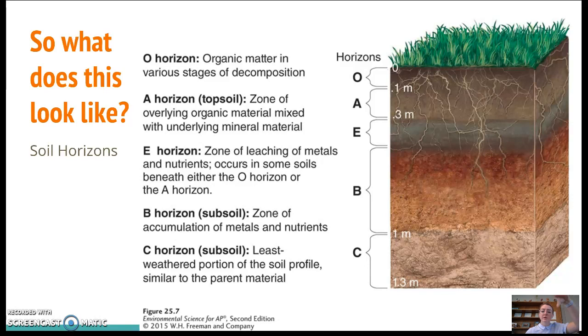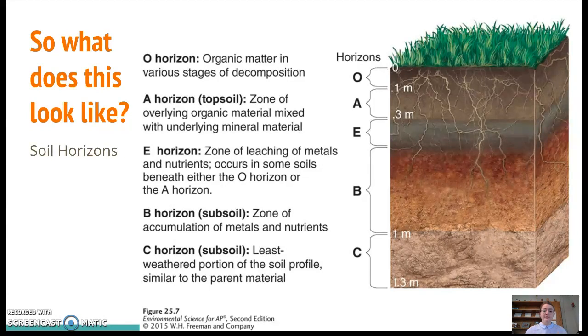So what does this look like? Soil, if you were to take a little section out of it, has different horizons. We have our O horizon first, and that's organic material in various stages of decomposition. So you have dead plants, dead animals, all breaking down, and they're all in various states of decomposition.